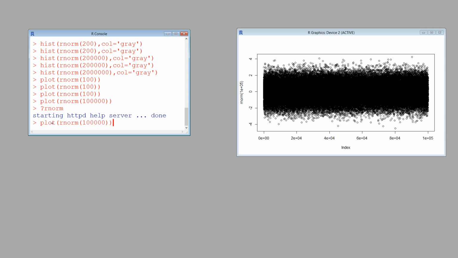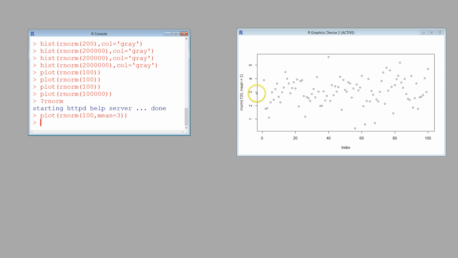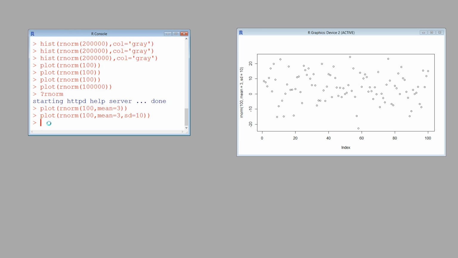If I go up here, let's go back to doing 100, and I can specify mean equals, let's say, 3. Well, suddenly now my values are clustered around 3 rather than 0, and you see we're going up to 5 because that's 2 above 3, and down to about 1. And I can control the standard deviation as well. Standard deviation equals, let's say, 10, and now the numbers, as well as being centered about 3, instead of going up and down by about 2, they're going up and down by about 20, because I've made the standard deviation 10 times the standard value.